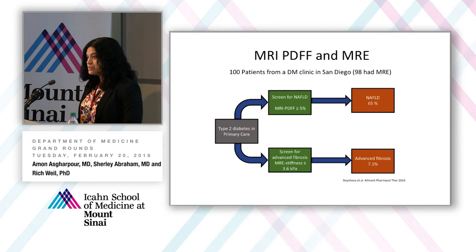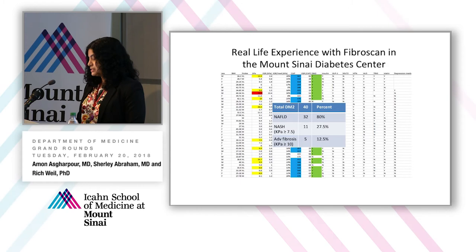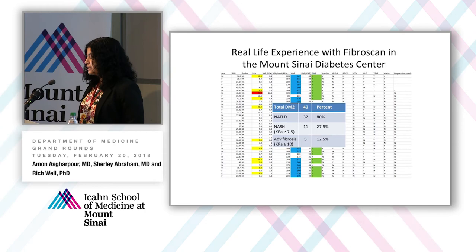When we examined our patients in the Mount Sinai Diabetes Center, we looked at 40 patients with type 2 diabetes and found that there was NAFLD in 80% of those patients. And then when we examined for advanced fibrosis, we found that there was advanced fibrosis in 12.5% of our patients. So we can see that we have even higher rates than the previous study.